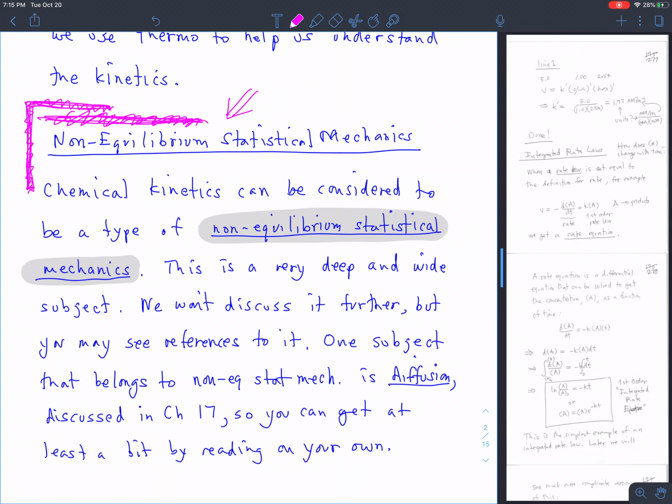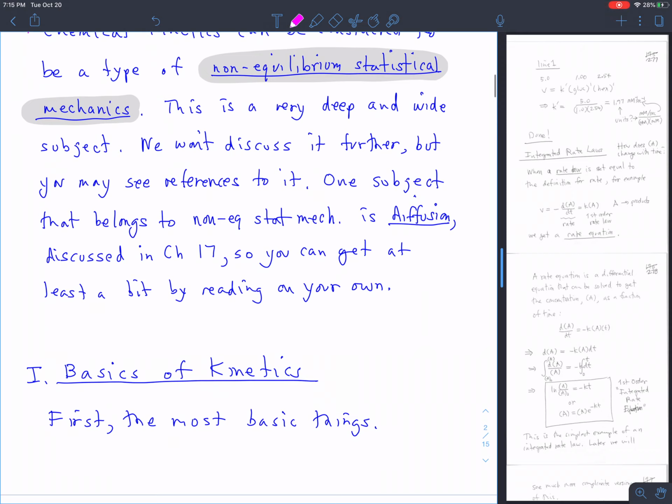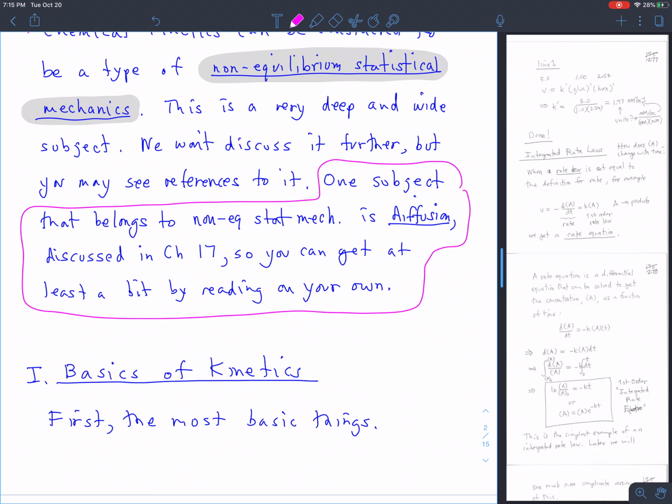We won't be able to talk about it this semester. There's just too many other topics that are more basic that we have to cover, but you will encounter it out there, and so you should know that it exists. If you ever encounter a problem where some sort of statistics are needed that vary with time, then probably it's non-equilibrium stat mech that you need to look at. One of the areas that you will see in the textbook in chapter 17, which we will not cover, is diffusion.